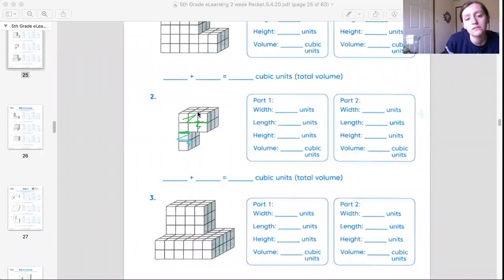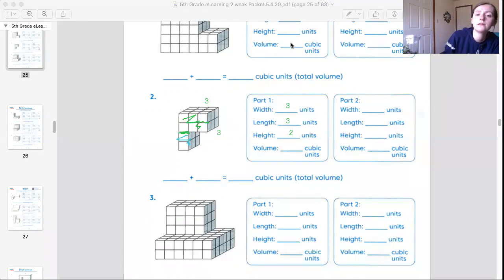Okay, so if I look at this top one here, it's 1, 2, 3 wide. Okay, so my width for it is going to be 3. My length is also 1, 2, 3. Okay, so I'm going to label that length 3. And the height is 1, 2.